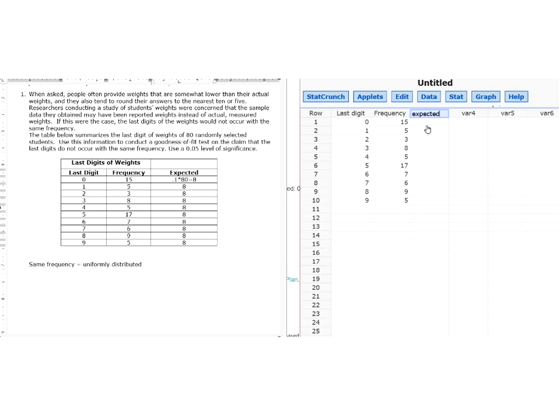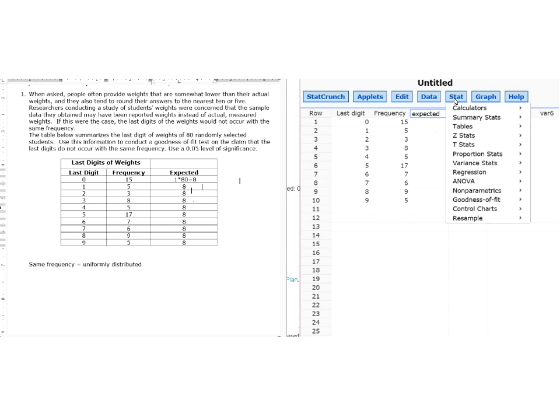Now, the other thing with StatCrunch is that if you are looking for an equal distribution like this, you don't actually have to put those numbers in another column, because it will ask you if you're expecting an equal distribution. So we could go ahead and do our goodness of fit test in this case without putting those numbers in.